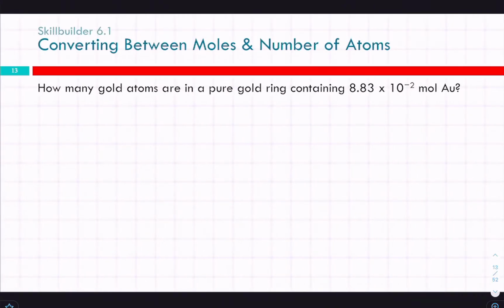All right, so if we wanted to count atoms of gold, how many atoms of gold are in a pure gold ring containing 8.83 times 10 to the negative 2 moles? So 8.83 times 10 to the negative 2 moles of gold.